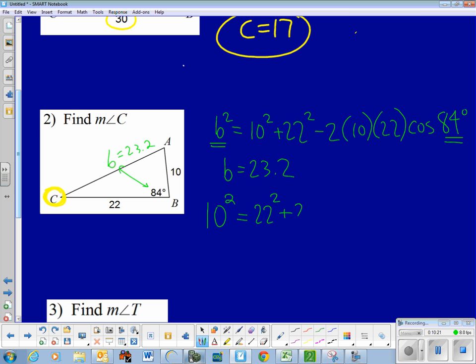22 squared plus 23.2 squared minus 2 times 22 times 23.2 times the cosine of C. Again, that C corresponds to that 10 because that 10 is across from that C. All right, the other two side lengths that are not the first and last, regardless of letters, go here and get squared, go here and get squared, and then go here and here.